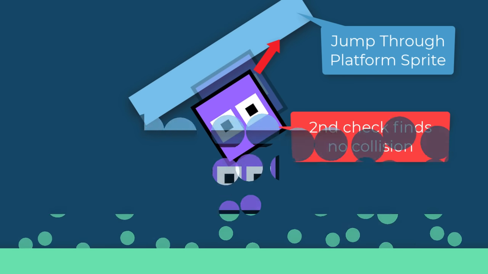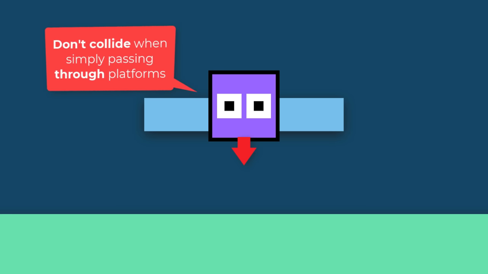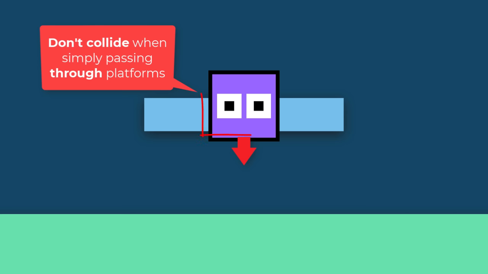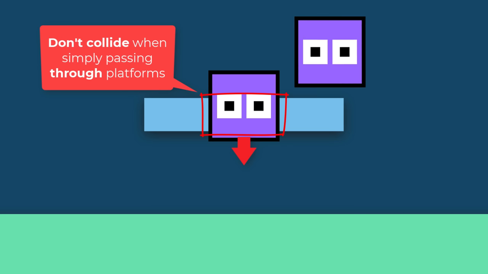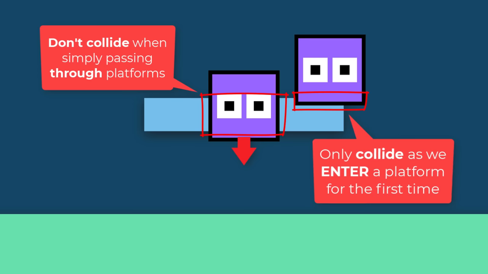No, not quite. What happens when we jump up into a non-solid platform, but don't fully pass through, instead changing direction and dropping back out again? We certainly don't want this to then trigger as a solid collision. Collisions should only occur as we enter a platform. That is, go from not colliding to colliding.